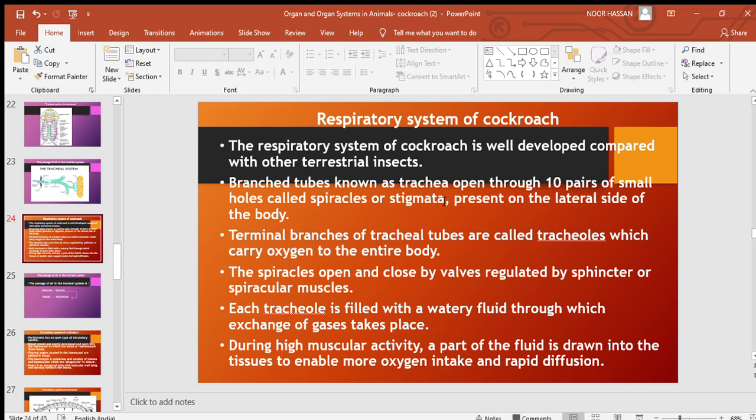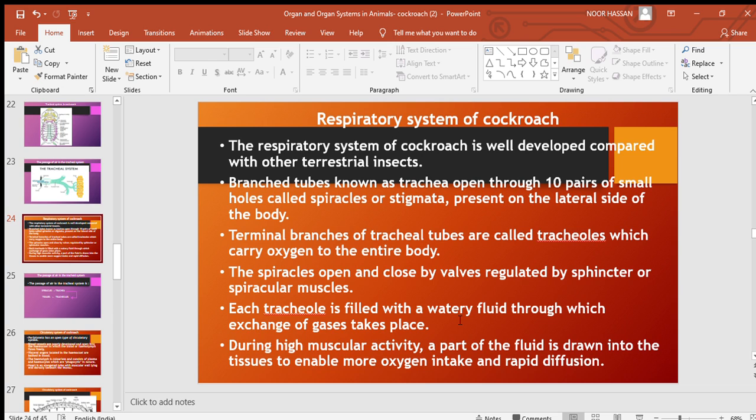each case, each tracheal tubule or trachea opens from both the sides. Trachea on both sides, right and left side of the body, open outside through these openings called stigmata or spiracles. The terminal branches of the tracheal tubes are called tracheoles. These minor tubules carry oxygen to the entire body. The spiracles can open or close by valves which are regulated by sphincter or spiracular muscles. Each tracheole is filled with a watery fluid through which exchange of gases takes place.